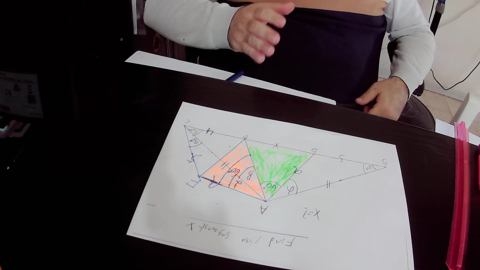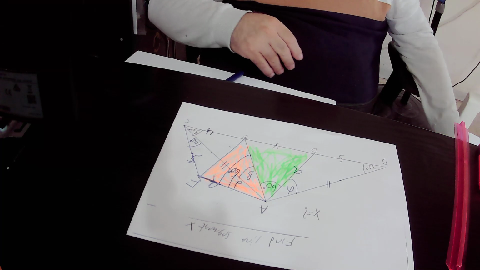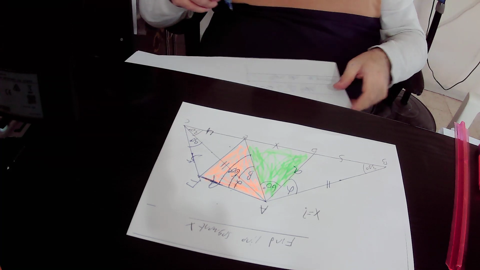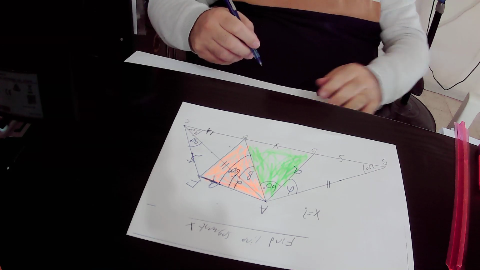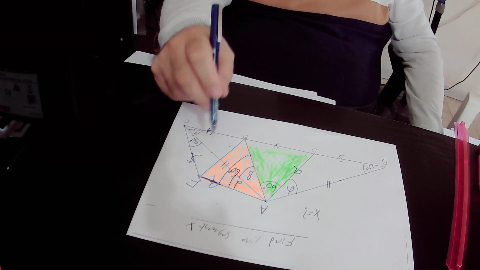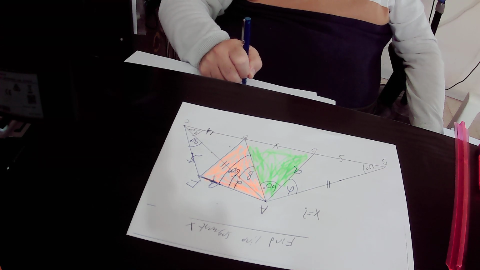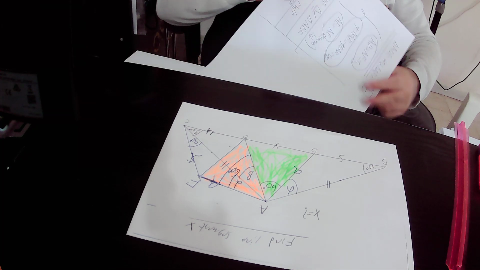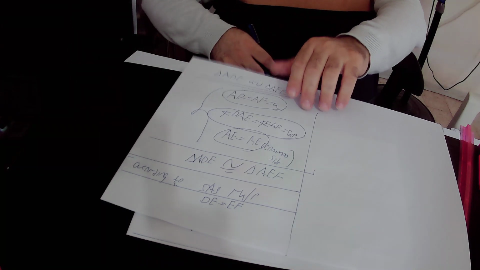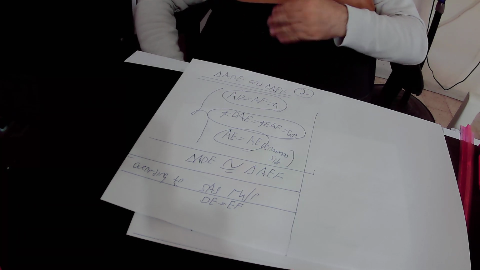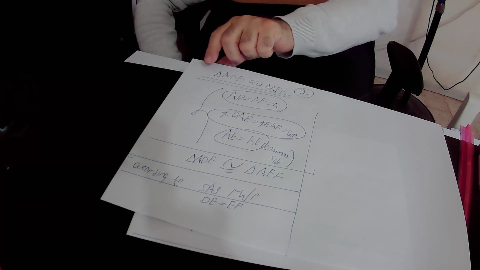And from the fact that those two triangles can go into each other, we conclude that side DE equals side EF, according to the rule that corresponding sides of congruent triangles are equal to each other.